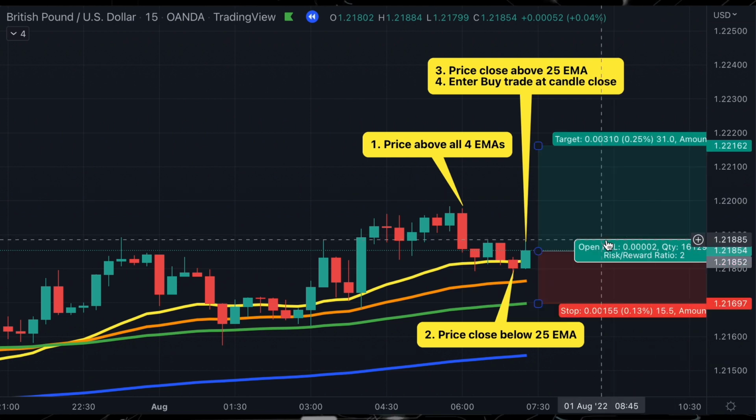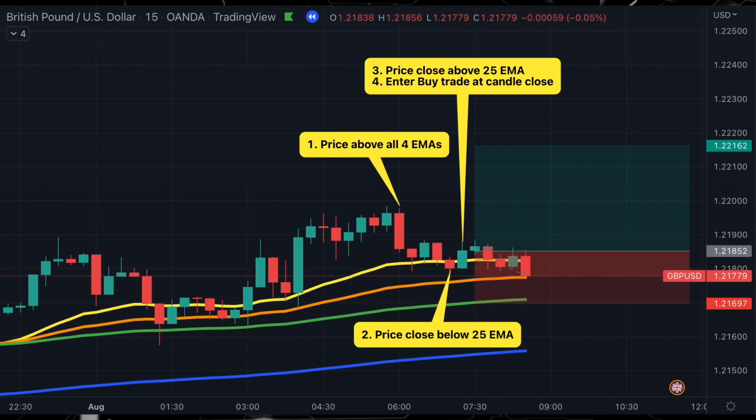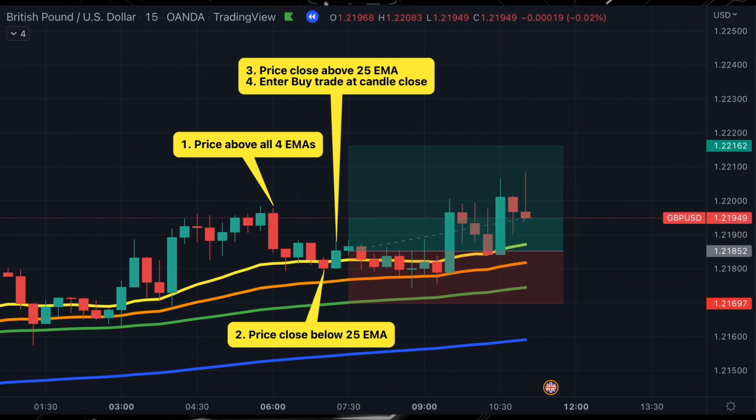We will set the stop loss at the 100 moving average and use a 1 to 2 risk to reward ratio. We let the trade run for a while, and it turns out to be a winner.